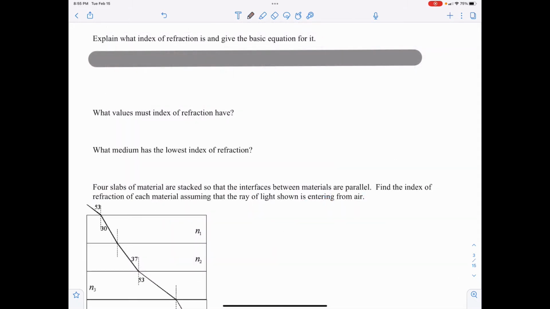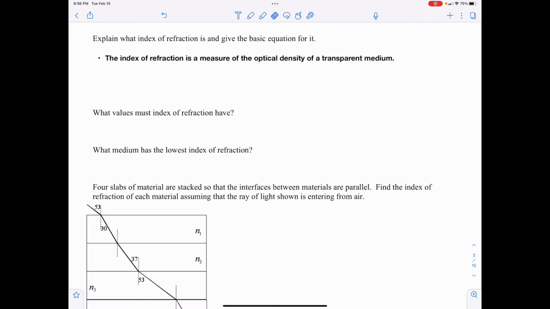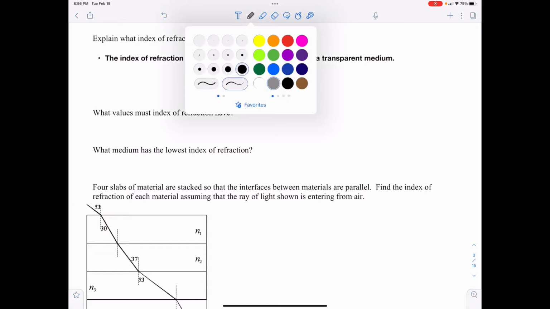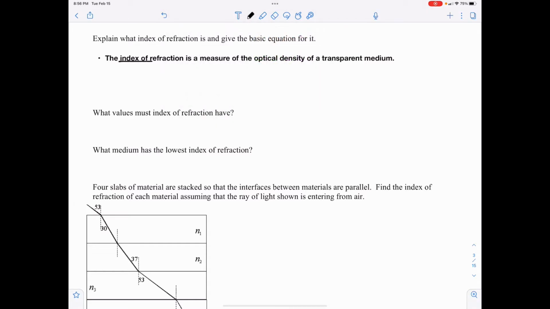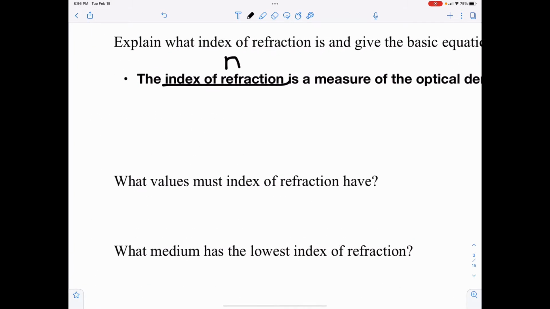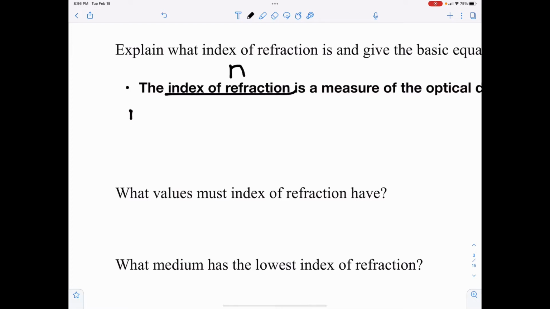Explain what index of refraction is and give the basic equation for it. Well, index of refraction is a measure of the optical density of a transparent medium. The variable that we use for the index of refraction is the letter n. Now, there are two main equations that we can reference at this point. n is equal to c over v would be one, or n is equal to lambda o over lambda n.